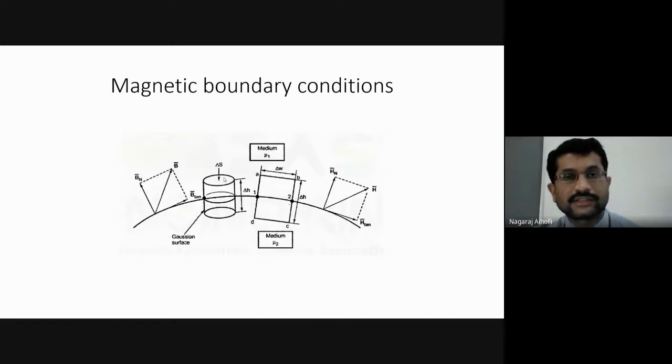Yes, anyone? Delta H by 2 should be 0 if we are evaluating at the boundary, is it not? We are finding at the boundary, so delta H by 2 should be 0. Delta H by 2 tends to 0. And that should be the condition if we want to find the normal component of the flux density at the boundary.